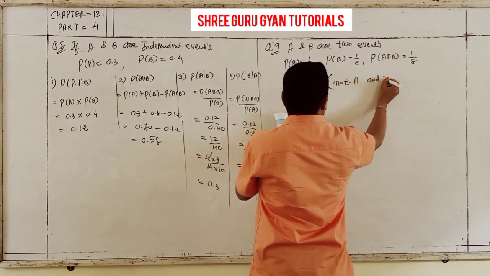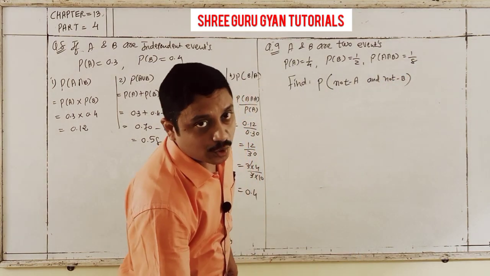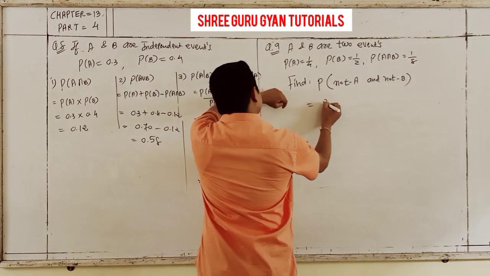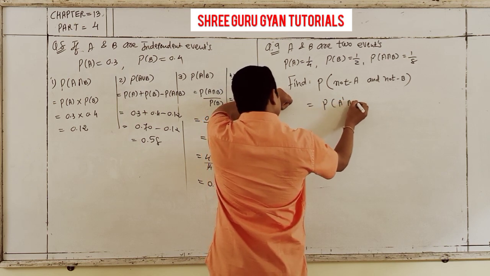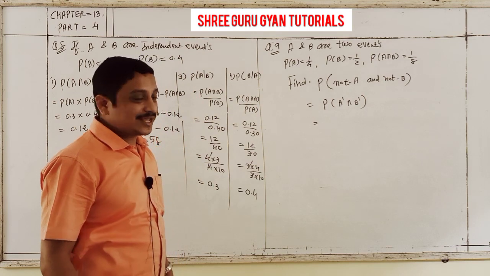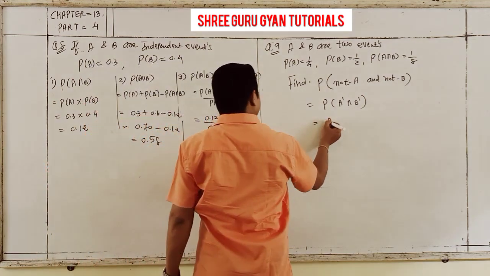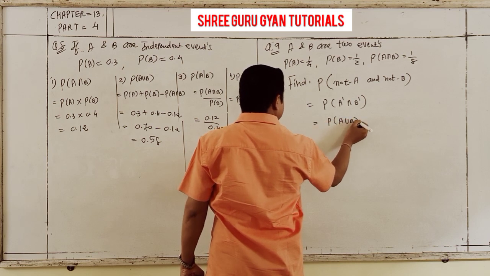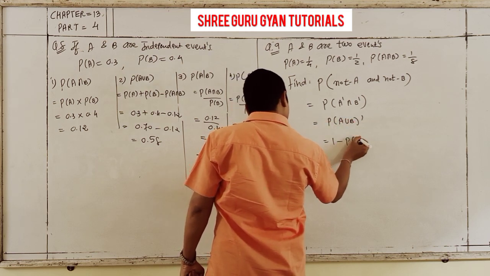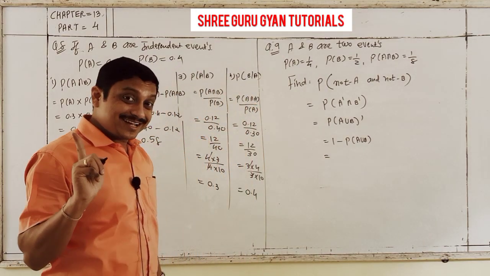and not B. Yes, not A, not B. So it means A dash intersection B dash. Not A, not B, the intersection is that. And here apply A union B whole dash. It will be 1 minus P of A union B. Do not apply the independent property, as it is not given here.